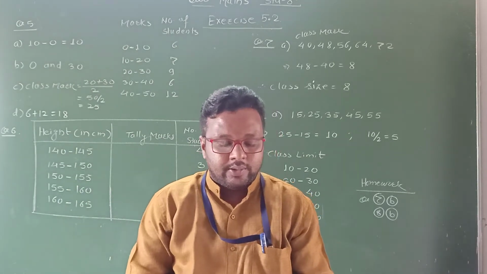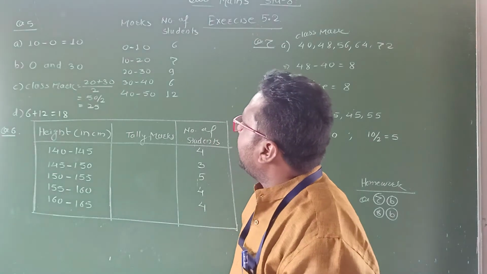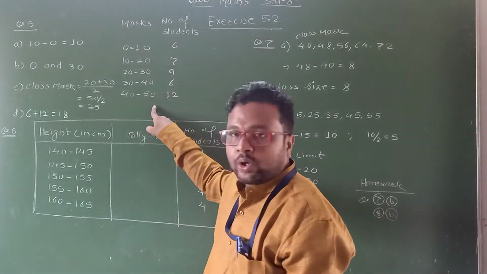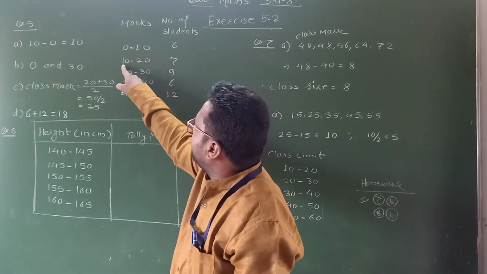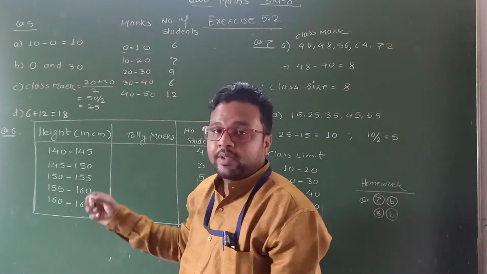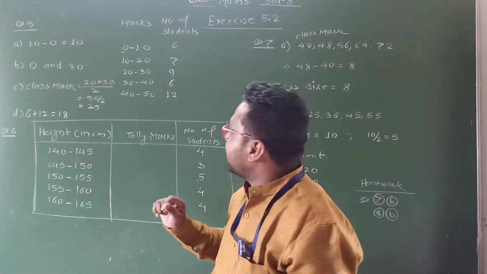The first question is, what is the class size? Now, to find the class size of any class interval, take 0 to 10, 10 to 20. This is the lower class limit, this is the upper class limit, and the difference between them is called the class size.